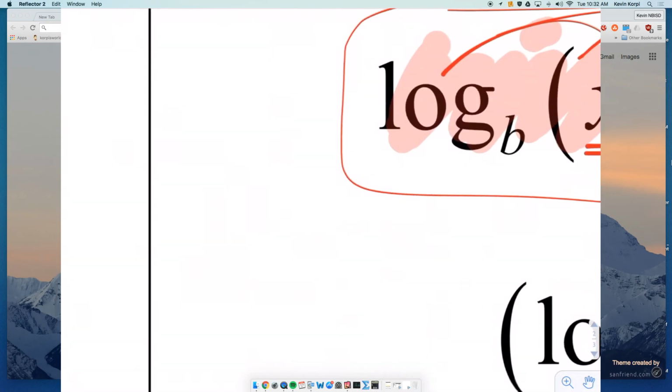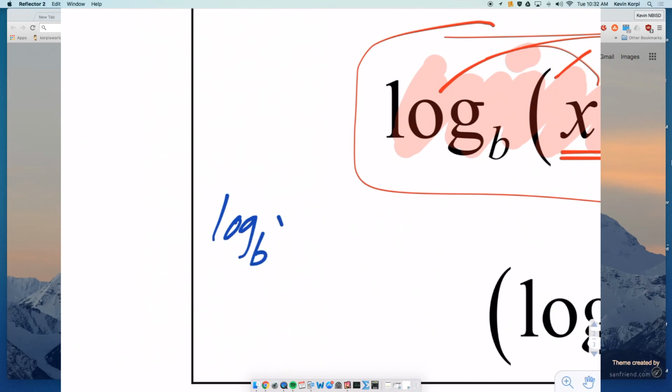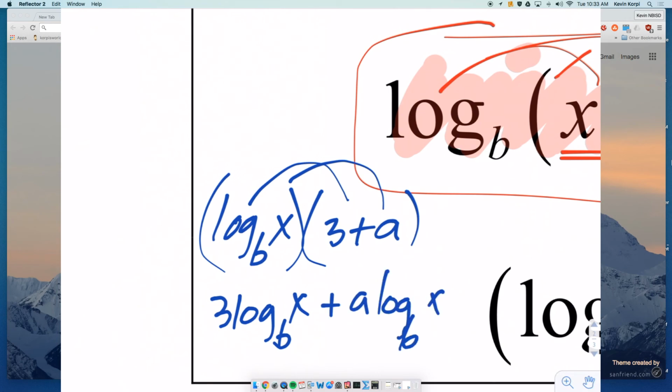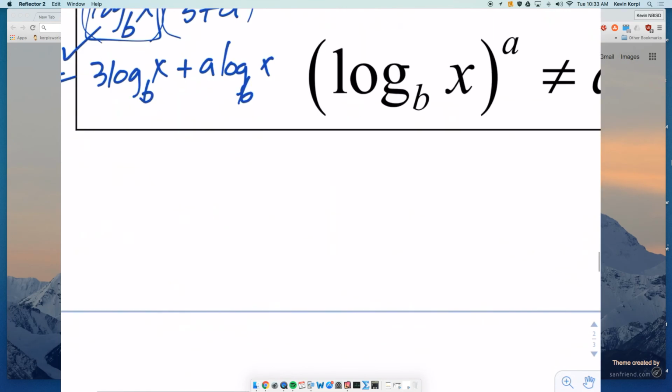Now, having said that, here's what we're going to be doing in the near future. If you have something like log base b of x, and you're distributing it into something like 3 plus a, you can distribute the entire log into some other factor. That could be 3 log base b of x plus a log base b of x. But in that case, you're distributing the entire log into another binomial factor, and you are not distributing the log into its own argument. Okay? So this would be allowed. That would not be.